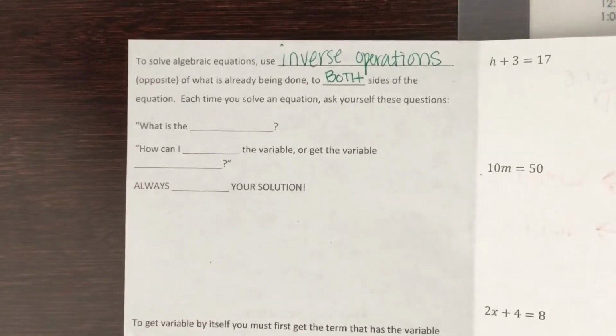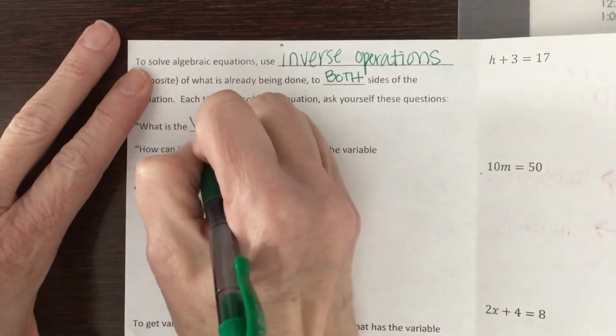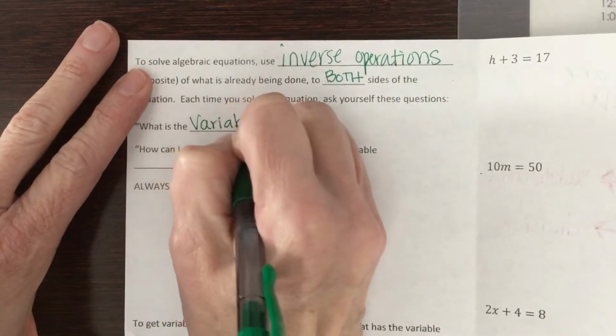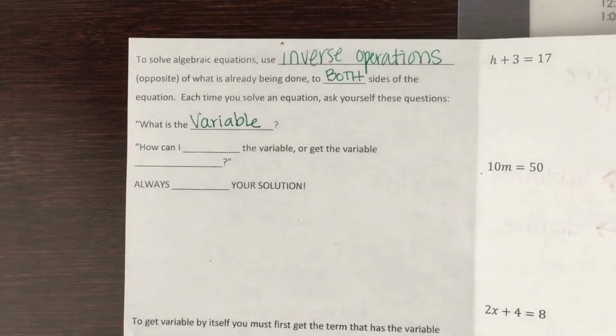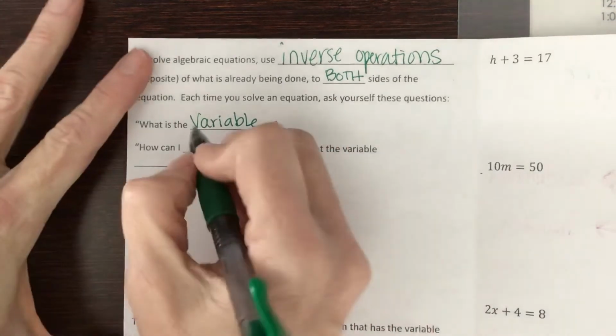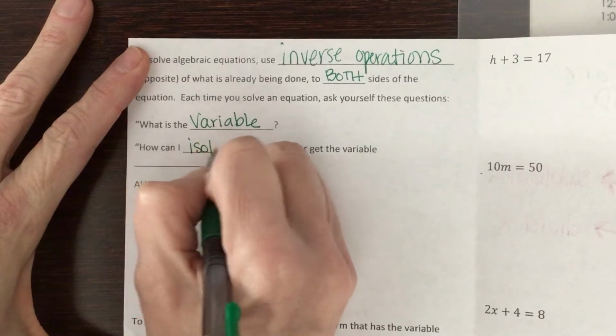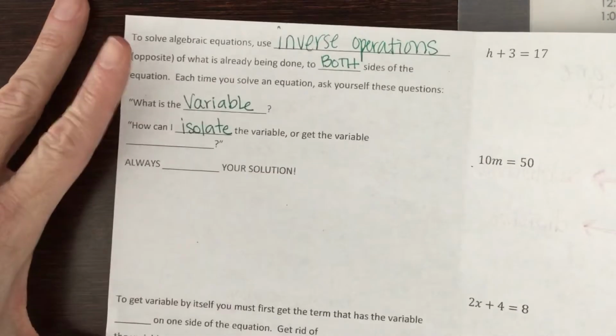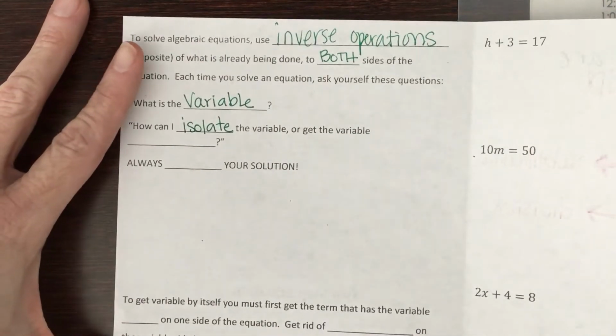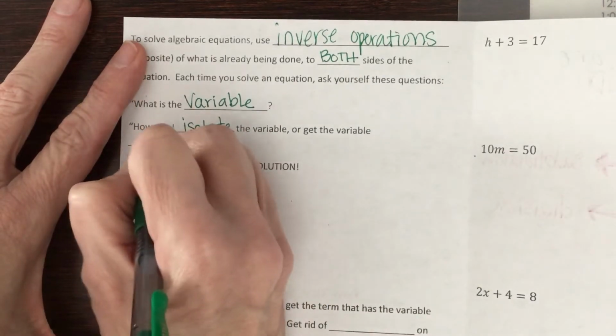Each time you solve an equation, ask yourself 3 questions. What is the variable? And variables we talked about when we did our expressions, remember? A letter that represents a number, okay? How can I isolate the variable, or get the variable alone? So that's your second question.